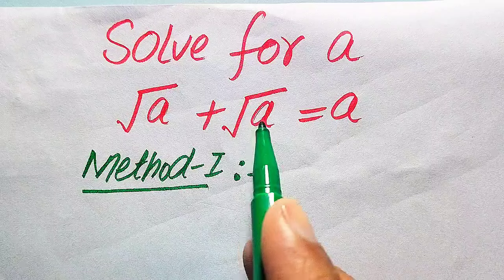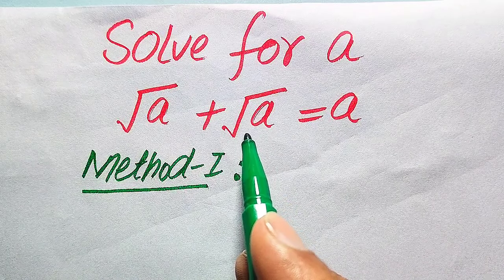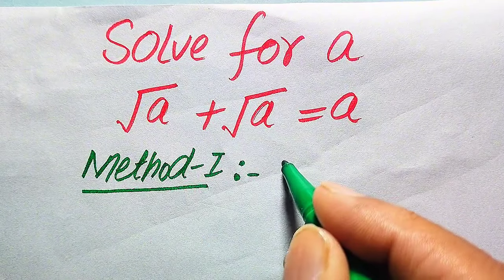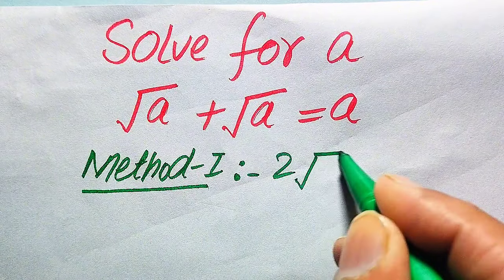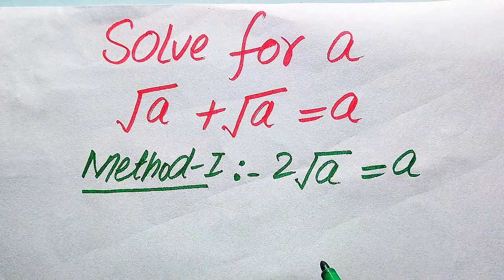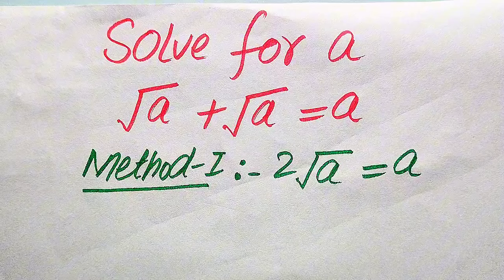And here you see that these are two same variable terms added to each other. It means that we need to add the coefficients for both of these two terms. Its coefficients are 1, and after adding it will become 2 times square root of a is equal to a. And here we use a nice algebraic rule.